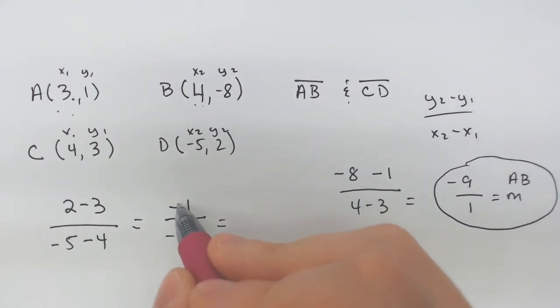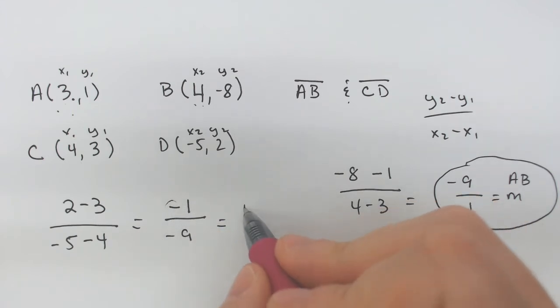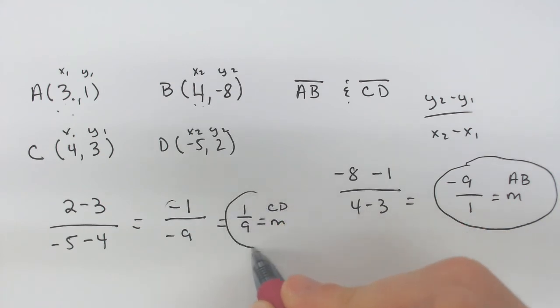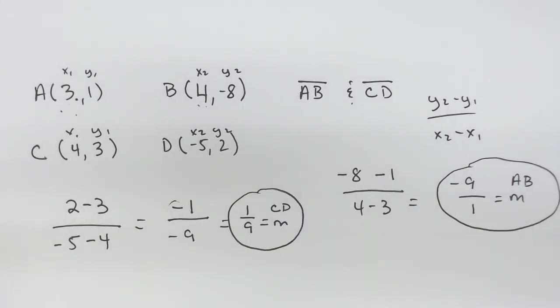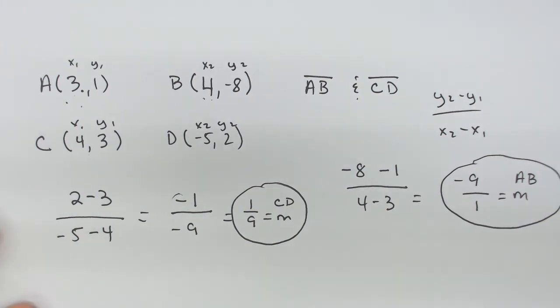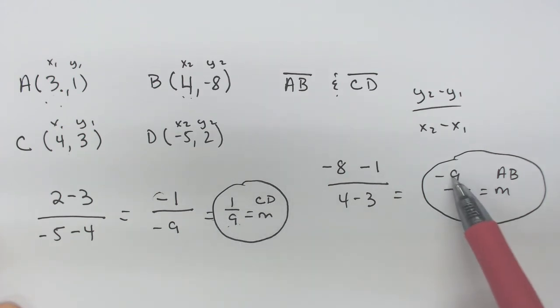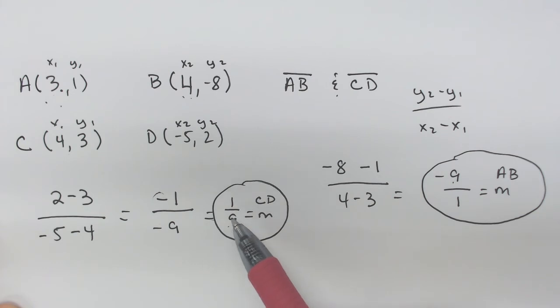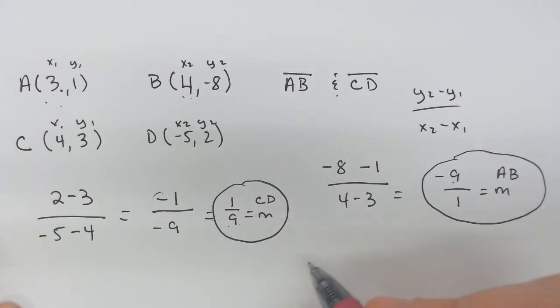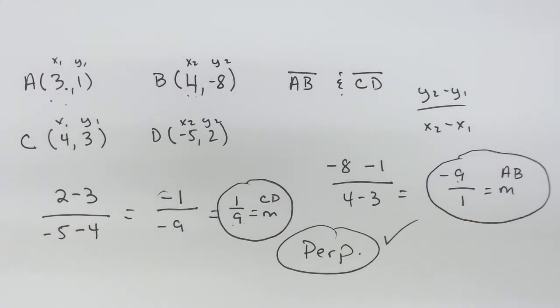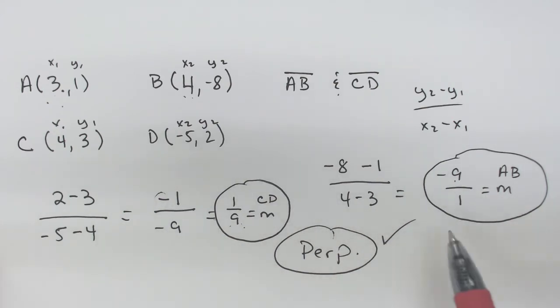And what we have to do is realize negative divided by a negative actually makes it positive. So if we actually have a positive 1/9 here, now it's a little bit easier to see that, yes, in fact, these are flipped and switched versions of each other. 1 over 9 flipped became 9 over 1, and it was positive, and now it became negative. So that would mean that these are, in fact, perpendicular, and we have confirmed that using the slope formula to compare the slopes.